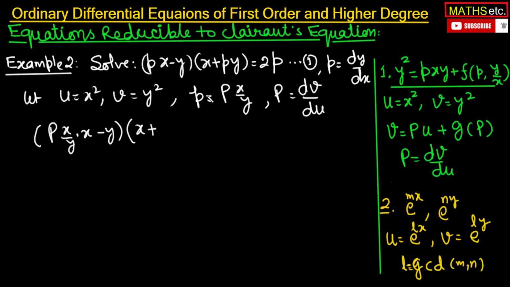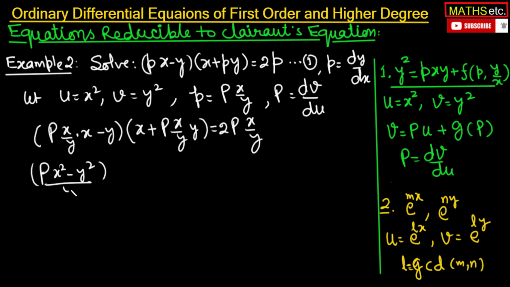Again, small p will be replaced by capital P x over y. And this one is multiplied by y, equals 2. Small p will again be replaced by capital P x over y. Let us simplify it. Taking LCM here, the first factor becomes capital P times x square minus y square, whole divided by y. Again, y will be cancelled out with y. And x we can take out common from this factor. So x comes outside, this becomes 1 plus p.